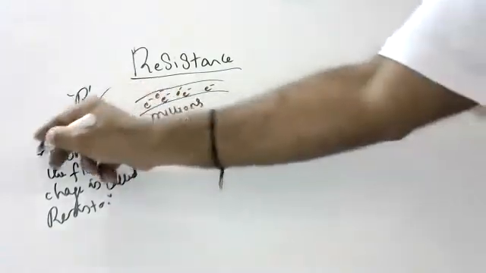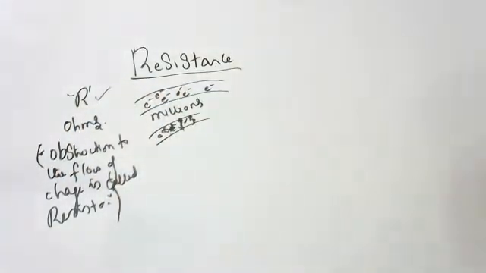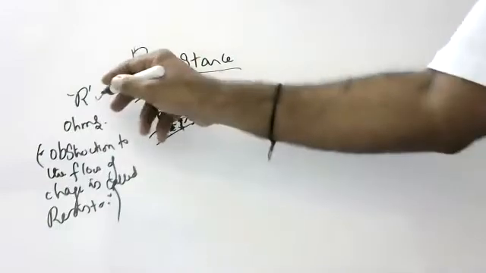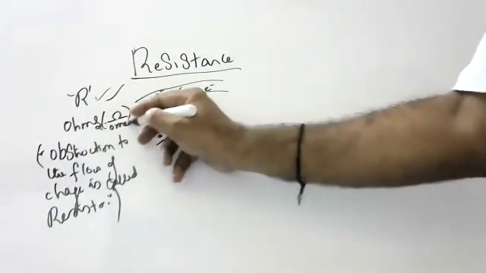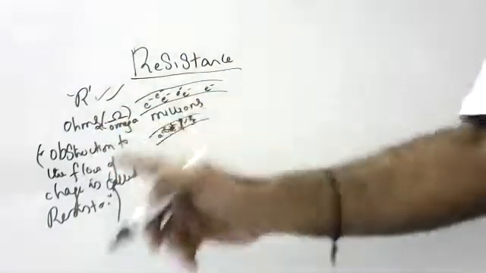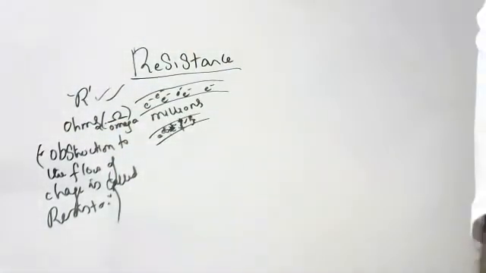Obstruction to the flow of charge is called resistance. It is denoted by R. Units are ohms, denoted by the symbol omega. Obstruction to the flow of charge is called resistance.